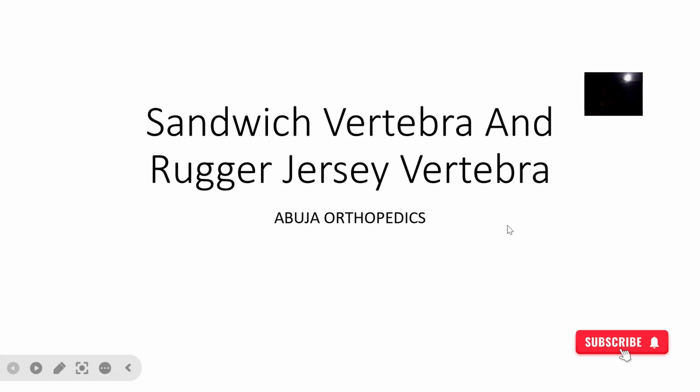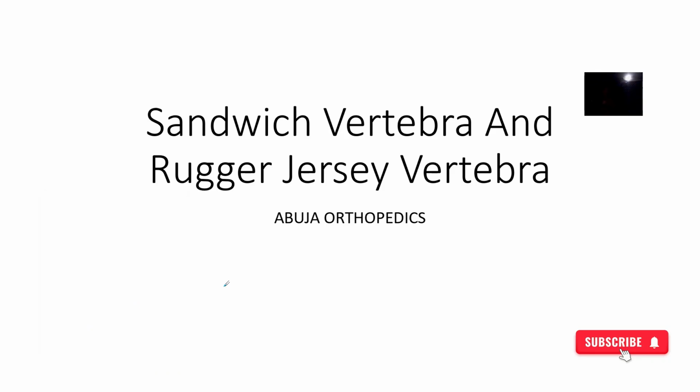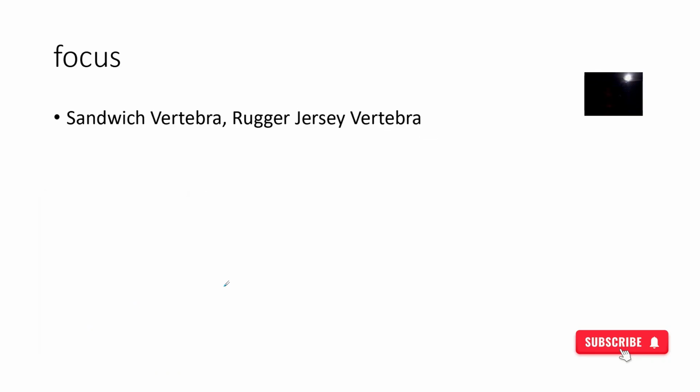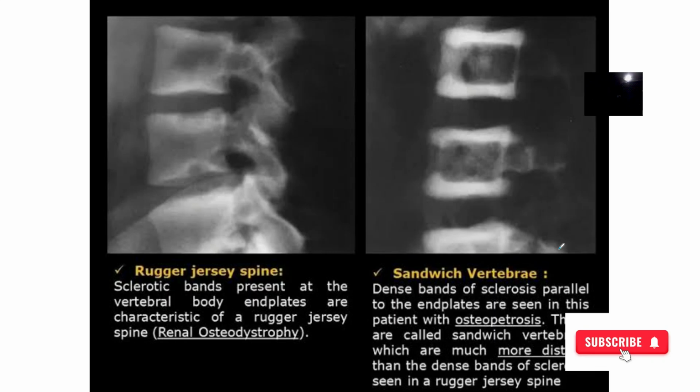Now we look at two imaging characteristics. These two characteristics are mostly seen in spine issues. The first is the sandwich vertebrae, where I think your vertebrae is becoming square. You understand? The other one is known as the Rugger Jersey vertebrae, where you're having alternating colors of white and what? Black. Okay.